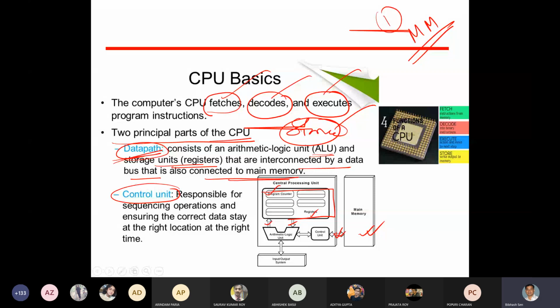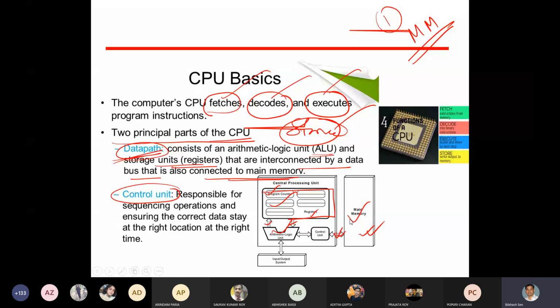Whenever we say data path, we always deal with the interconnection required to transfer from the main memory to register, register to main memory, and register banks as well as your ALU. This entire unit contains the data path.